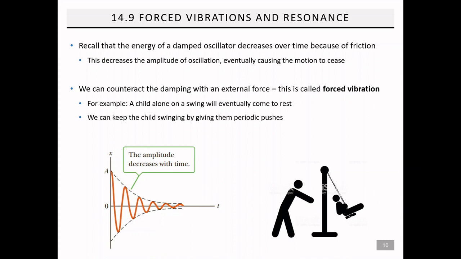One way we can counteract the damping force is with an external force, and this is called a forced vibration. As an example, if you have a child swinging back and forth, if they stop pushing themselves on that swing, eventually they're going to come to rest at the bottom of that swing. In order to keep the child going, we can push them periodically. So we are the external force, and we're forcing the oscillation, the back and forth motion of the swing. And this is counteracting the damping force that comes from the friction in the chain.